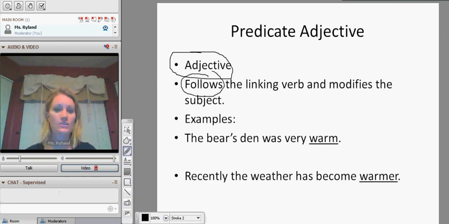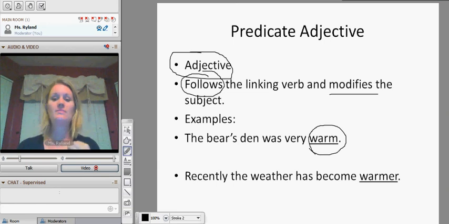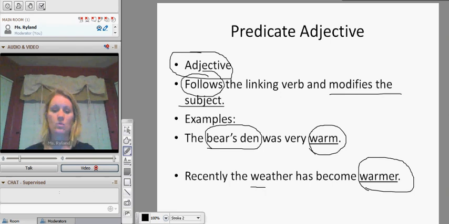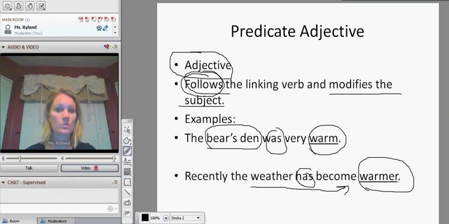It follows the linking verb, so it comes after. And it modifies the subject. So basically, it's describing the subject in a different way. The bear's den was very warm. This is modifying the subject of the bear's den because it's saying that it's warm. Recently, the weather has become warmer. Weather just became warmer. It modified our subject, and it came after our linking verb, like has or was.